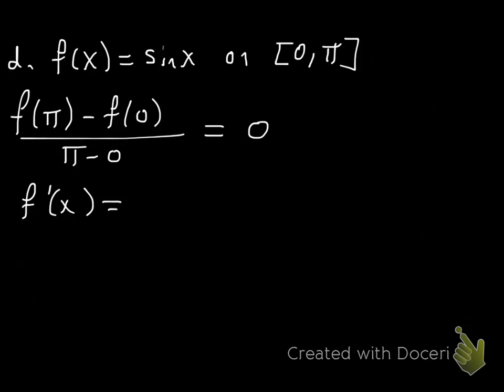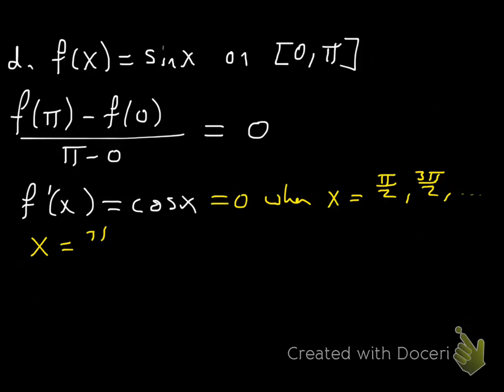Take the derivative of sine, we get cosine, set it equal to the slope of the secant line, and cosine of x is equal to 0 when x is equal to pi over 2, 3 pi over 2, 5 pi over 2, and then also the negative versions. But since we're looking at only the interval 0 to pi, the only one that fits is pi over 2.